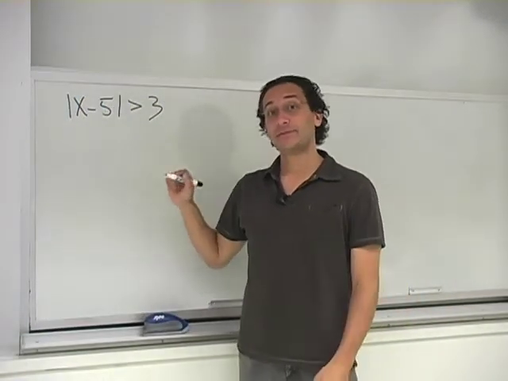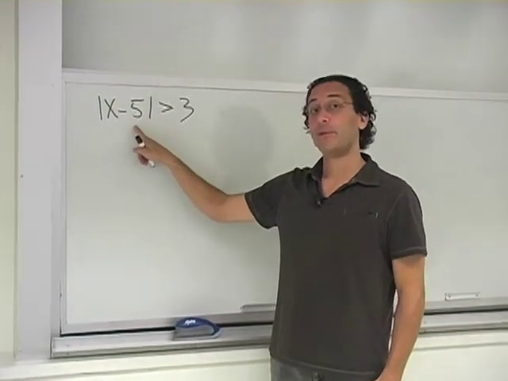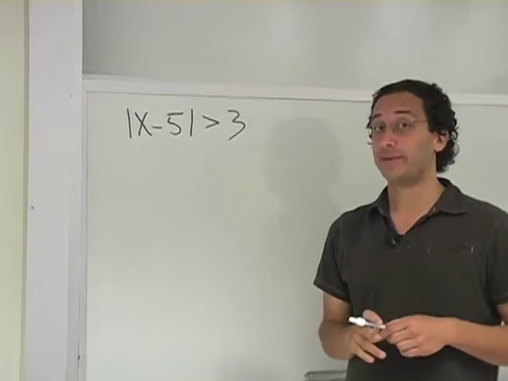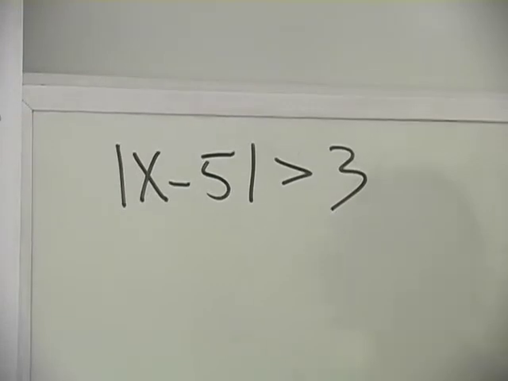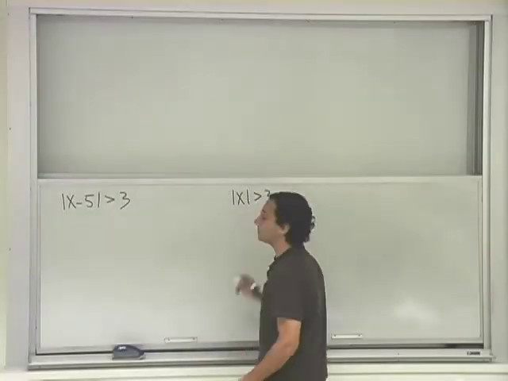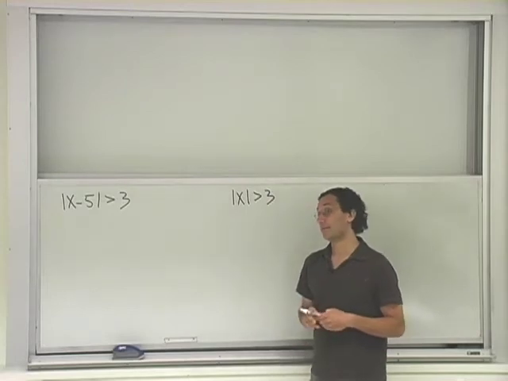Here we have an absolute value inequality. We want to find out when the absolute value of x minus 5 is bigger than 3. To get a handle on how to solve this type of problem, I'm going to look at something a little bit easier: the absolute value of x is bigger than 3.